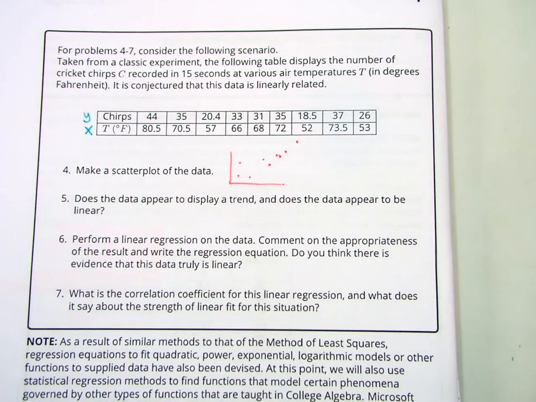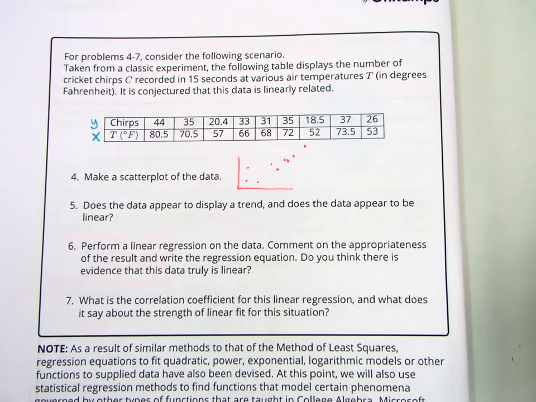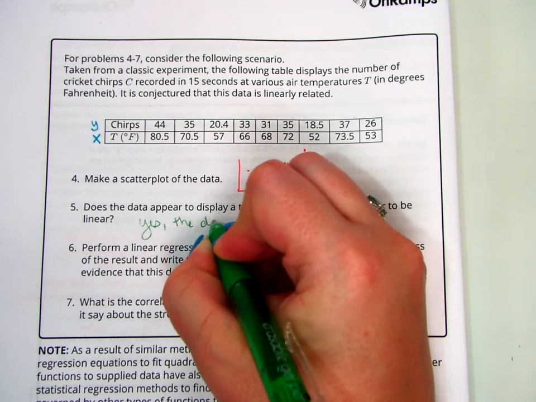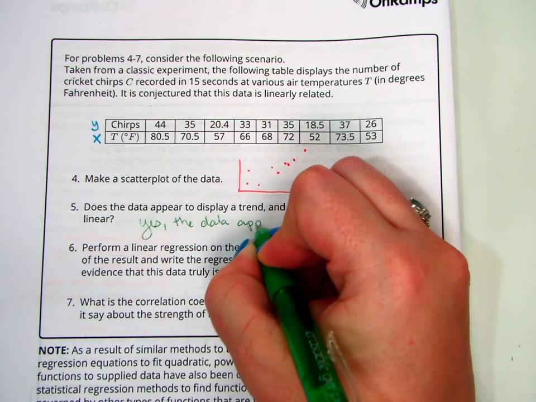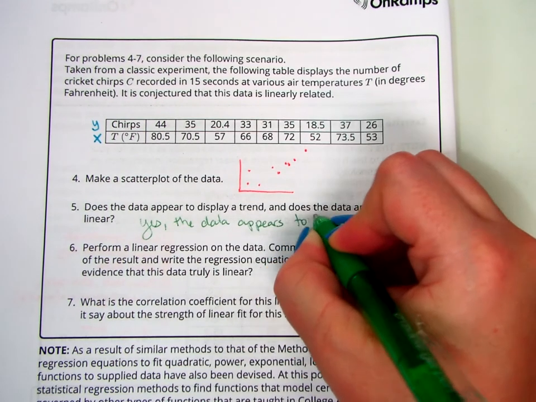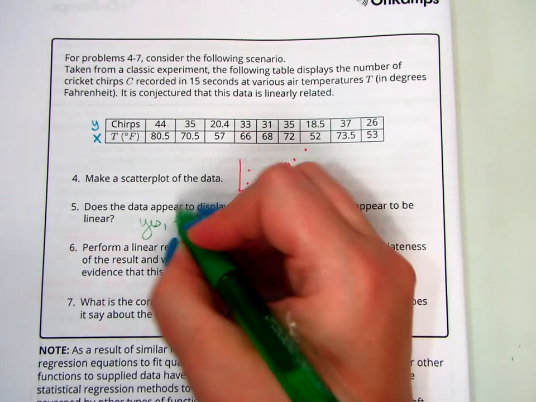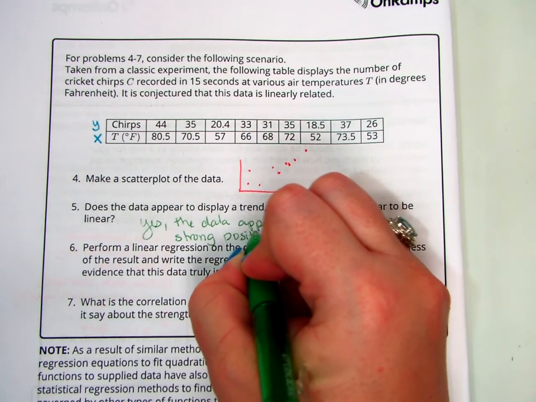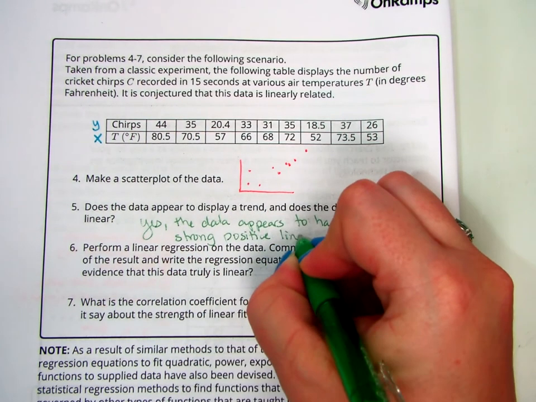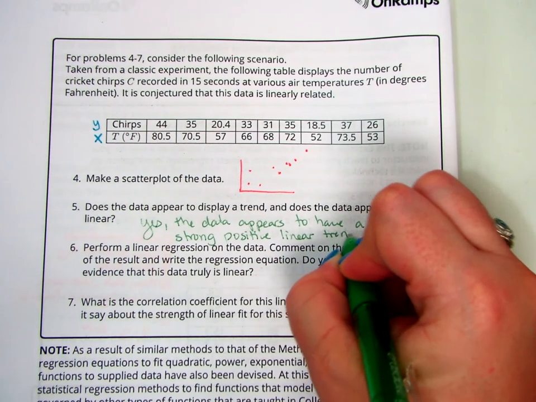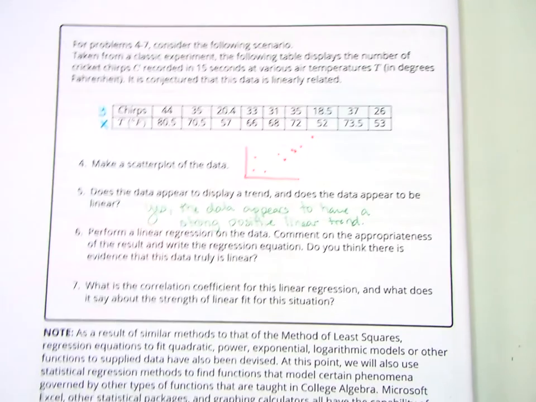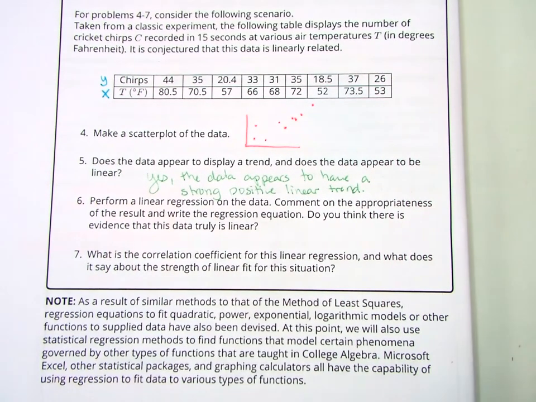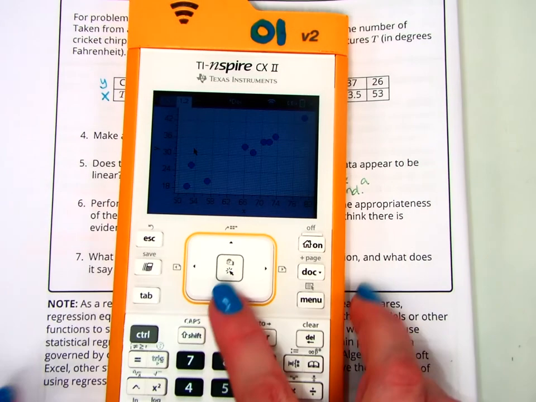Okay, and so number 5, does this data appear to display a trend? Well, to me, it looks like it's going uphill, and it does look to be rather linear. So I would say, yes, the data appears to have a strong positive linear trend. Okay? All right, so now we're going to perform that linear regression on the data.